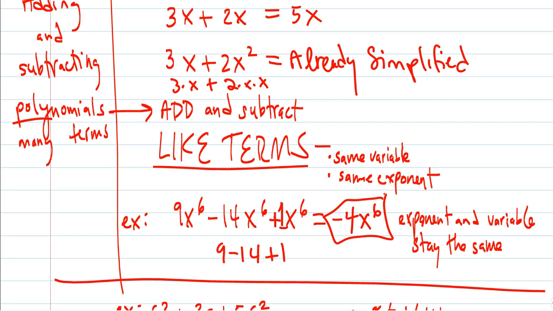We're not multiplying, so we're not multiplying the x's together. We are just combining x to the 6ths. X to the 6th plus x to the 6th give us more x to the 6ths. Okay.